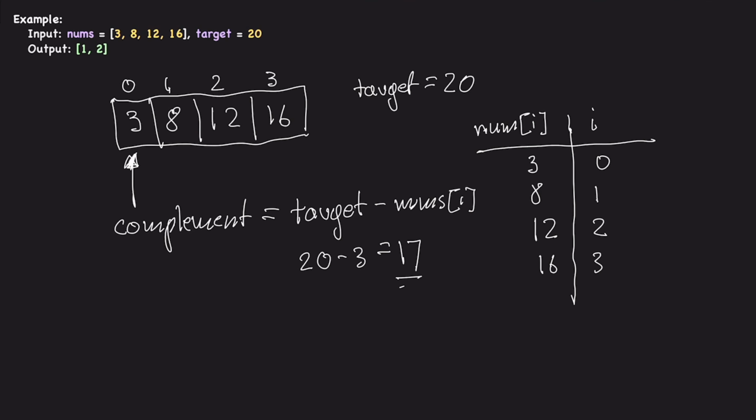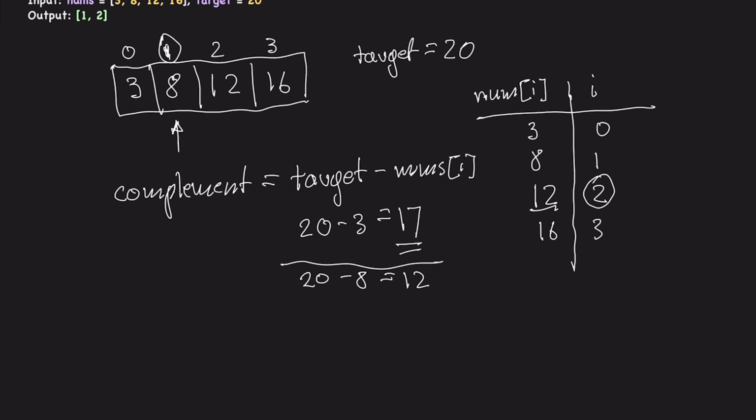So we computed 17. The next step will be to check, do we have a 17 in our array? So we would consult the map, and there is no 17 in our map. That means that 3 is not the solution. So we would move to the next element, which is 8. We again compute the complement for 8. It's going to be 20 minus 8 equals 12. Now we check the map. Do we have 12 in our map? Yes, we do. And the index is 2, and our index is 1. So we just found the solution, and we would return the current element 1 and 2.